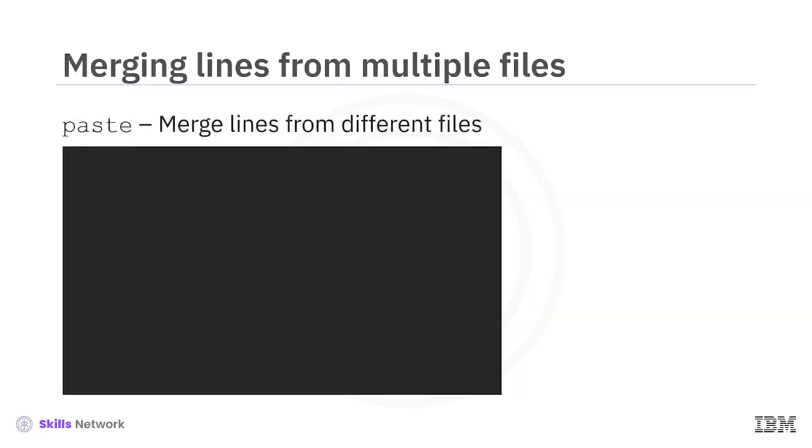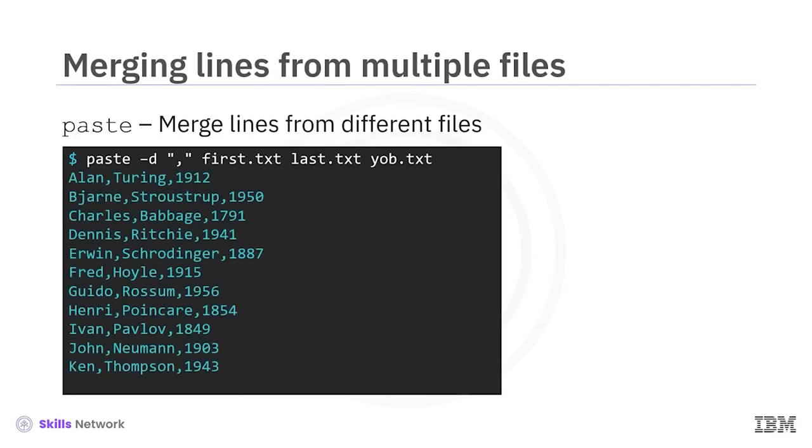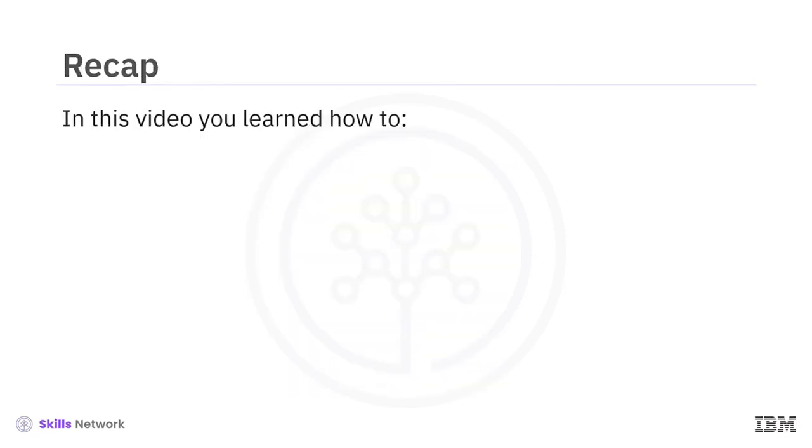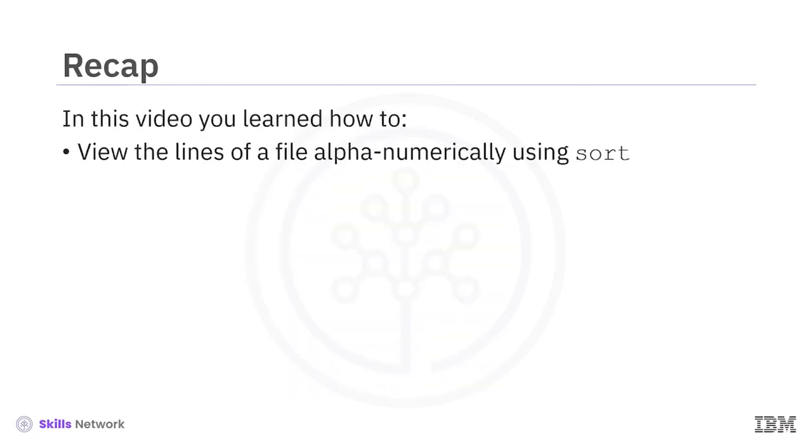You can specify a delimiter other than tab using the -d option with the paste command. For example, you can use a comma as a delimiter by entering paste -d with a comma surrounded by double quotes together with the first, last, and yob text files. As you can see, this will create a table combining all 3 files with a comma between each field, such as Dennis,Ritchie,1941.